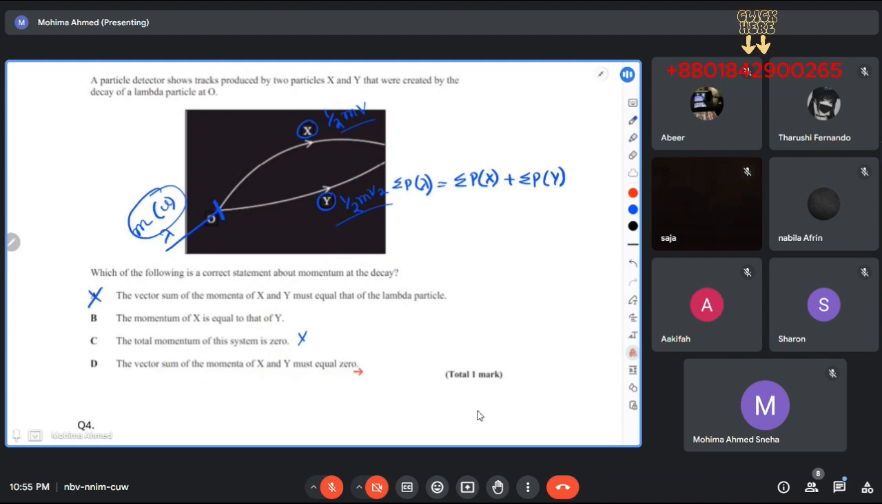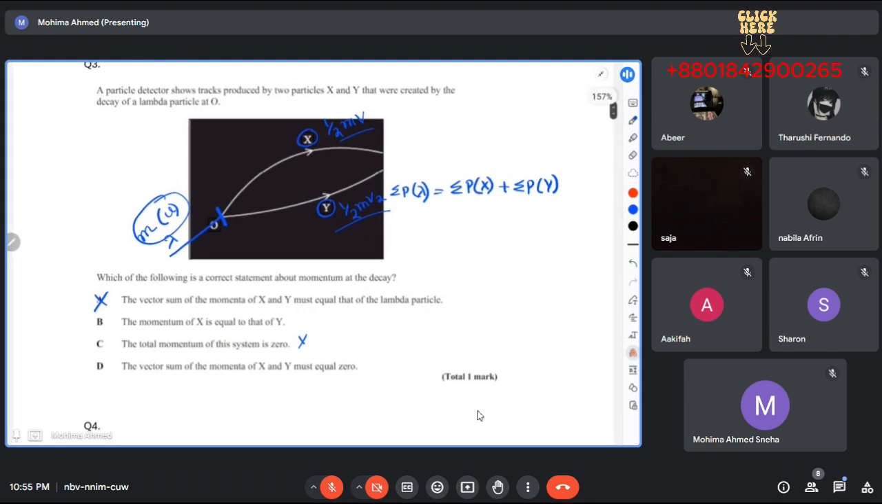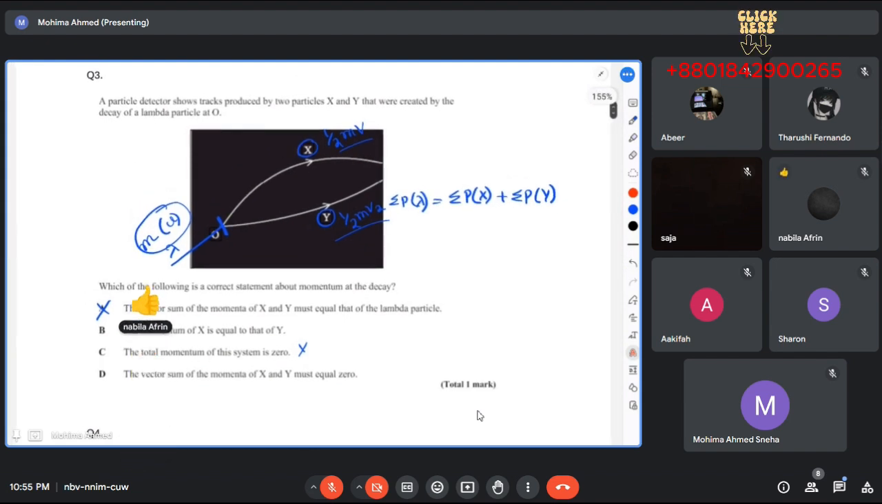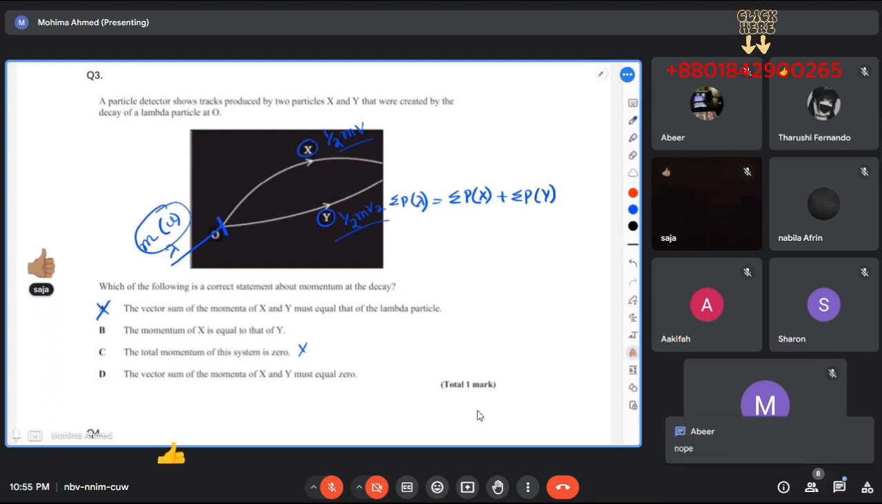Now they should not equal zero, because the total momentum of this lambda particle was not zero, as it has some initial velocity. It was moving with some velocity, so total momentum before explosion was not zero. So total momentum after explosion should also not be equal to zero. Is there any problem for question 3? Then we'll move on to the next one.